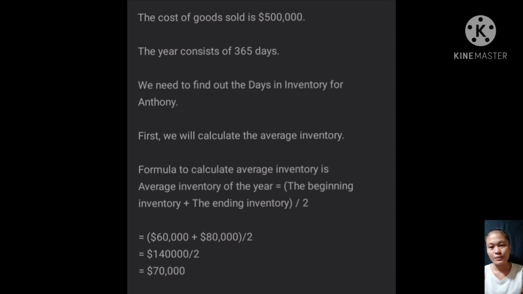First, we will calculate the average inventory. The formula to calculate average inventory is: average inventory of the year is equal to the beginning inventory plus the ending inventory divided by 2. That would be $60,000 plus $80,000 divided by 2. 60 plus 80 is $140,000, divided by 2 is equal to $70,000.